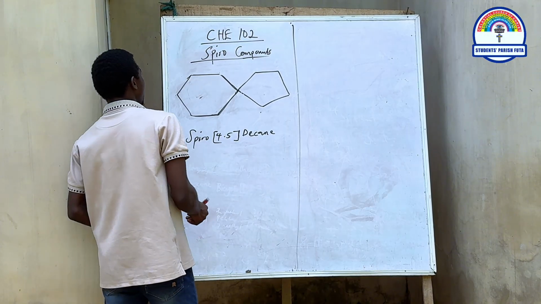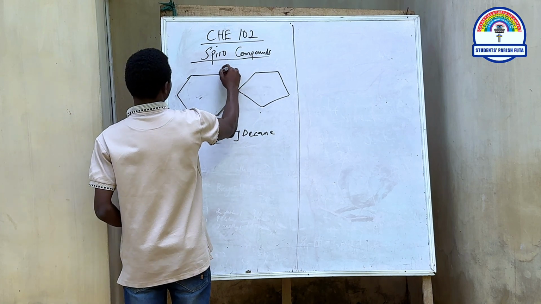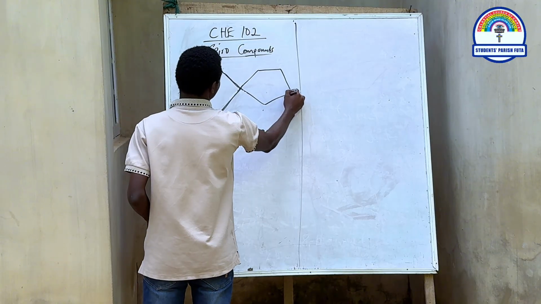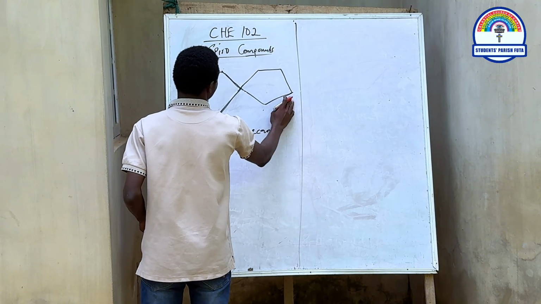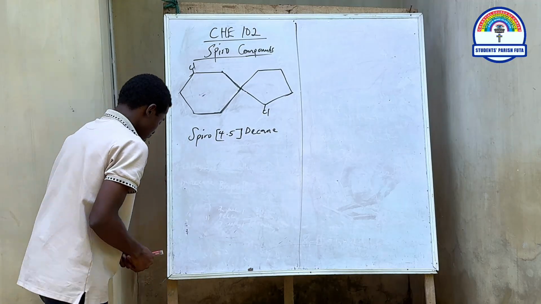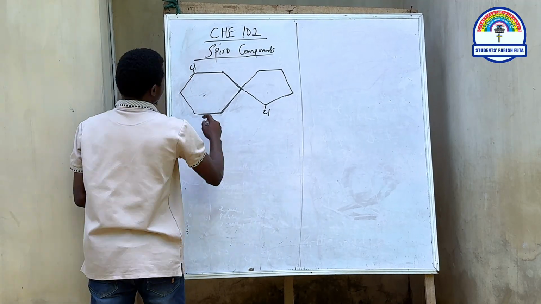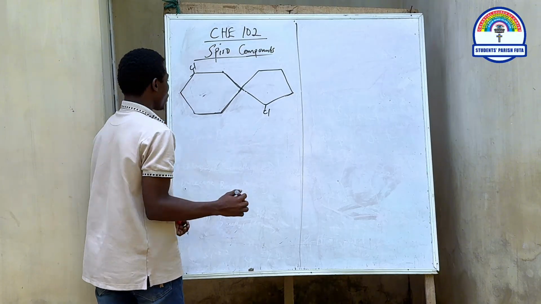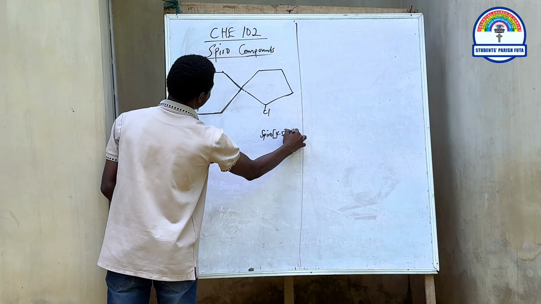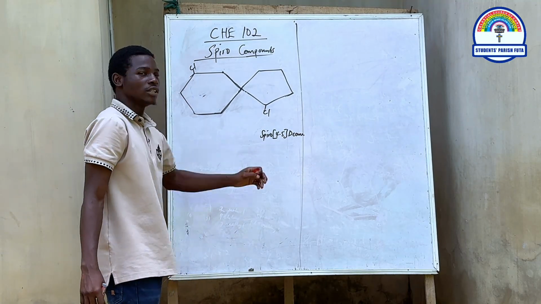Now let's assume I have a substituent here. Let's add chloro here. Now, what would have been the name of this compound? First, your family or the main compound, that is Spiro 4.5 decane. The substituent doesn't change anything about the real name. Now let's name what the substituent is.